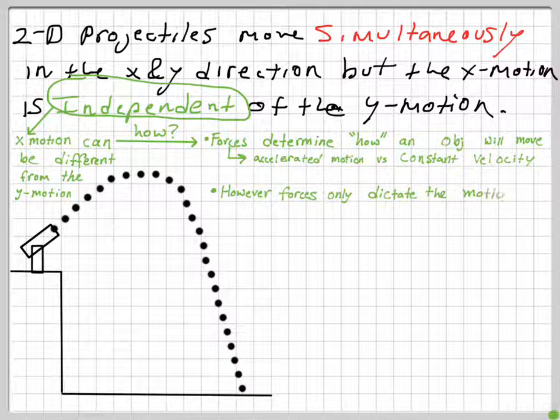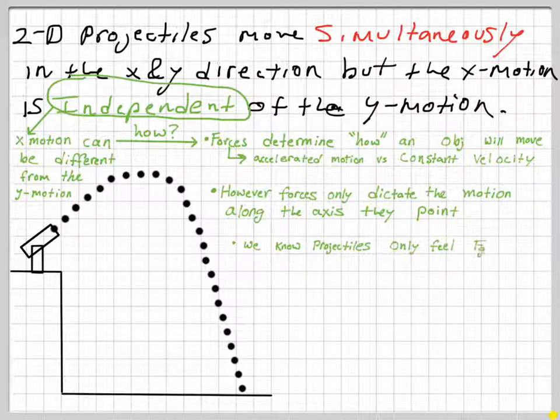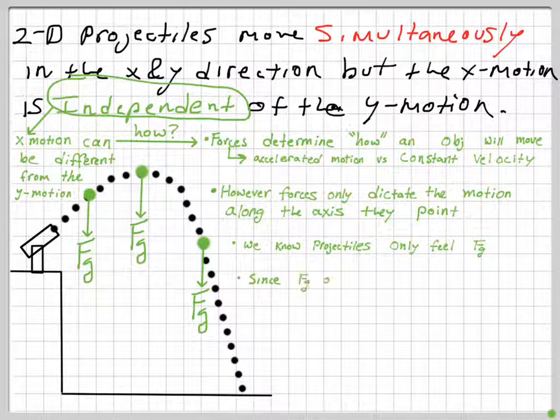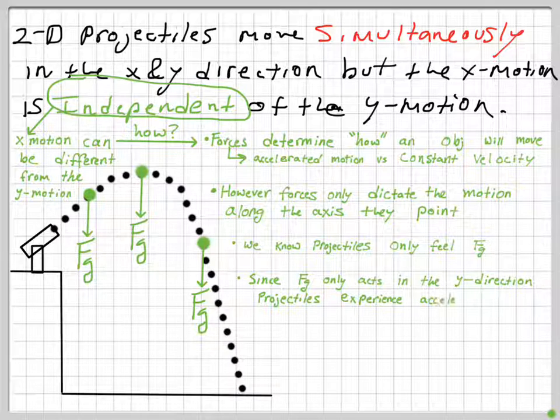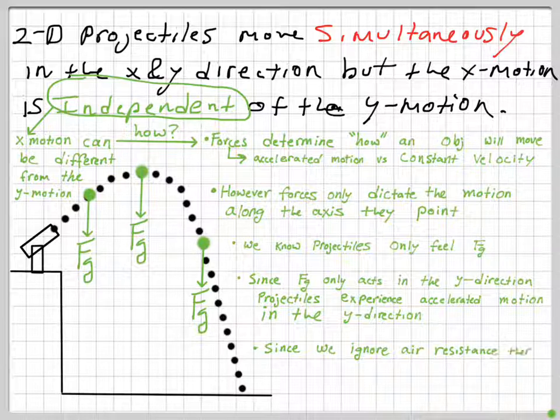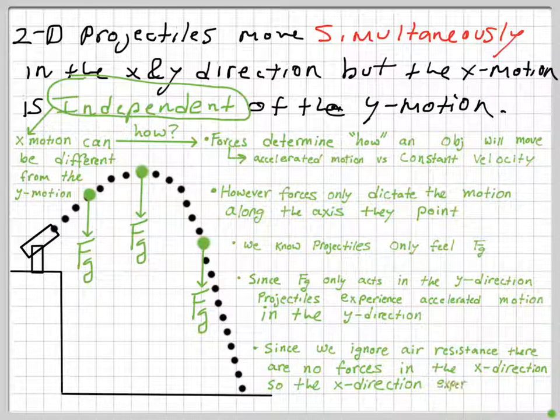However, the interesting thing is that forces only affect or dictate the motion along the axis that they point. And we know that projectiles only feel the force of gravity on them. And we know that the force of gravity points down, only in the Y direction. So since it only acts in the Y direction, it's going to cause an object to experience accelerated motion in the Y direction. On the other hand, in the X direction, we ignore air resistance. And since we ignore air resistance, there are no forces in the X direction. So the X direction is going to experience constant velocity.